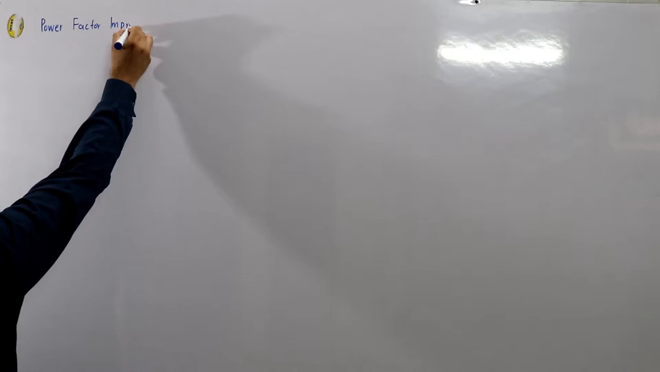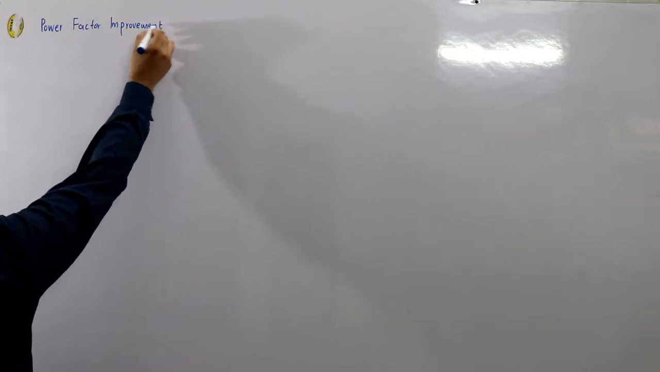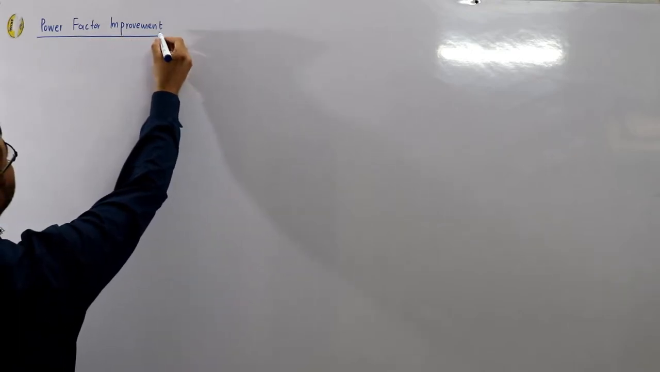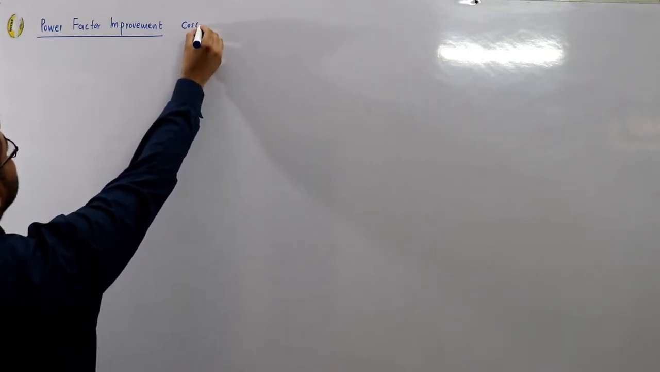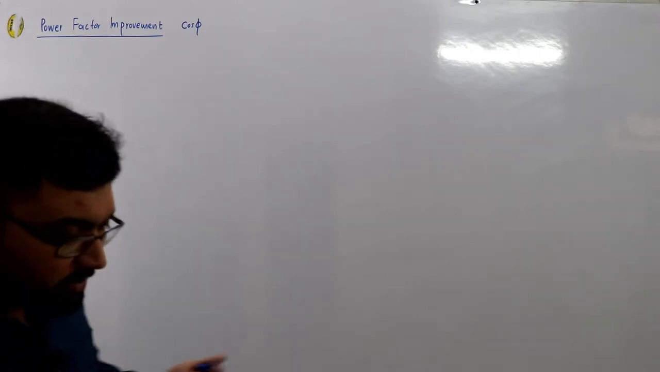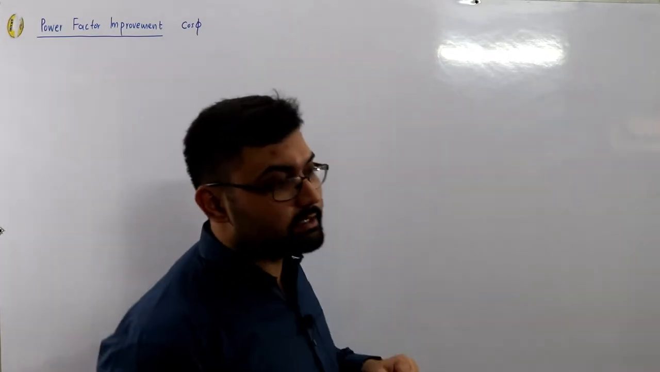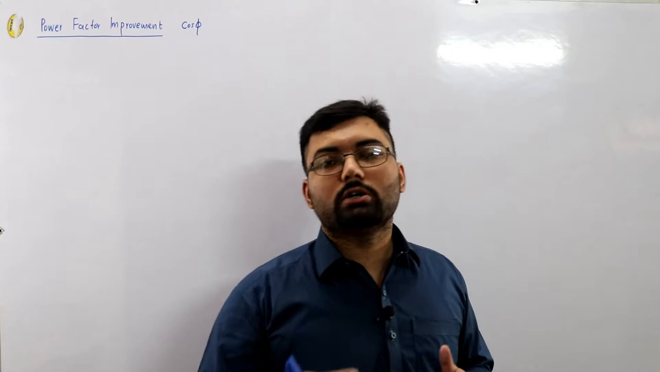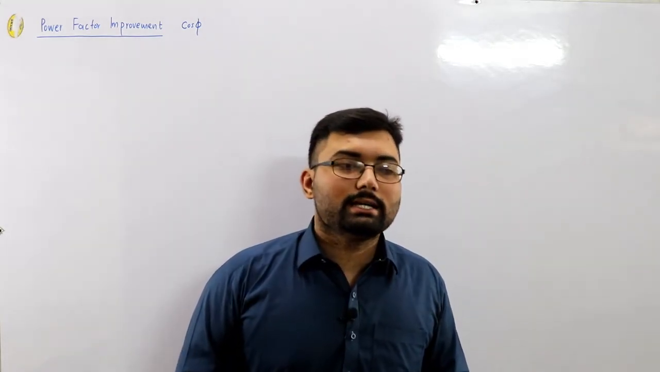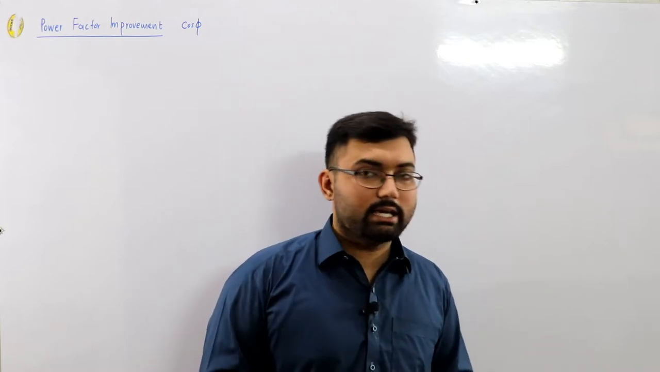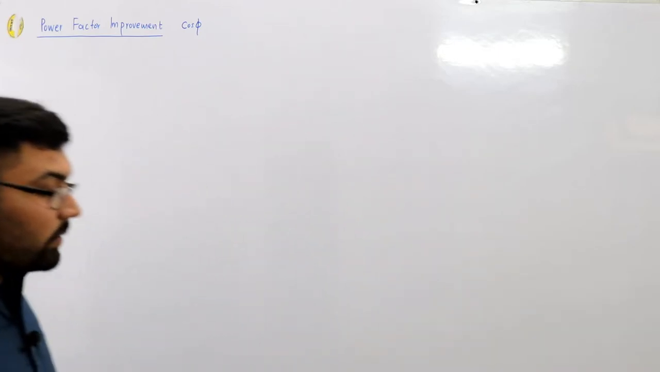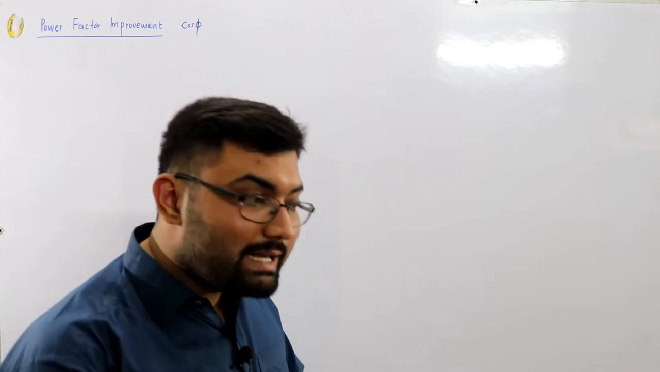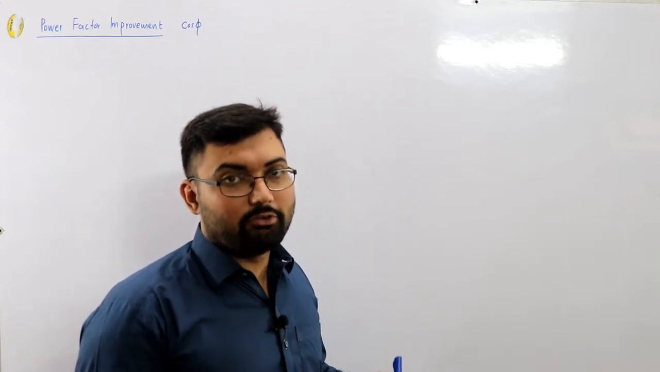So for a basic definition, we talked about the cos of phi, the ratio of the actual power to the apparent power. Let's say the power factor is cos of phi, the cosine of the angle between the voltage and the current. The power factor is usually lagging because the majority of the loads are inductive, which take lagging current, and hence we say lagging KVARs, and hence the power factor is lagging.